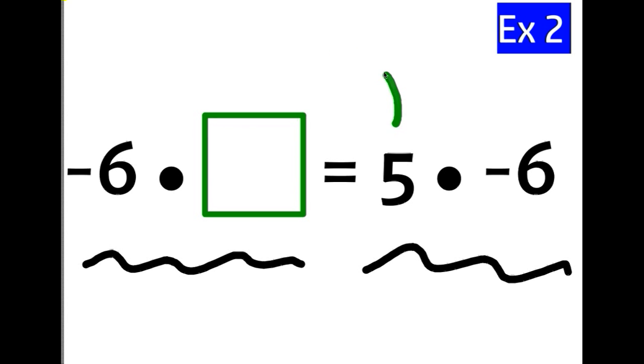And therefore, I don't know if you've noticed this, the pattern is the numbers in the middle are going to be the same. In other words, negative 6 times 5 is equal to 5 times negative 6.